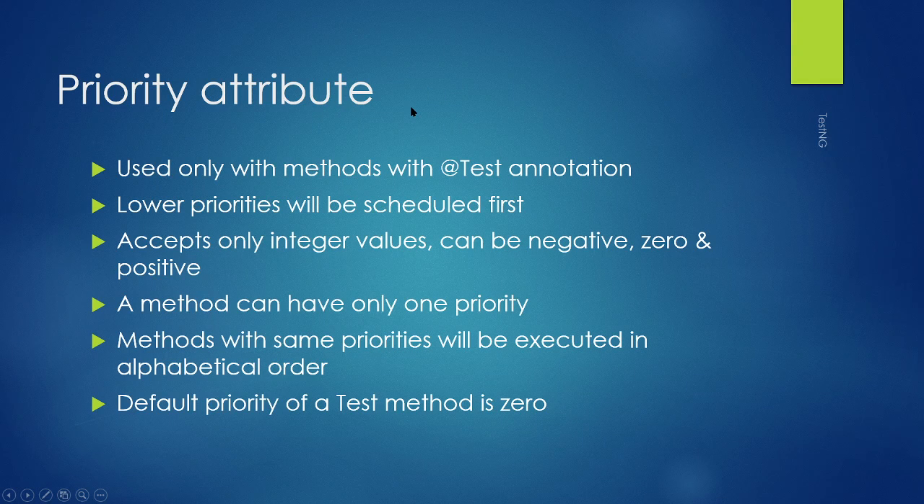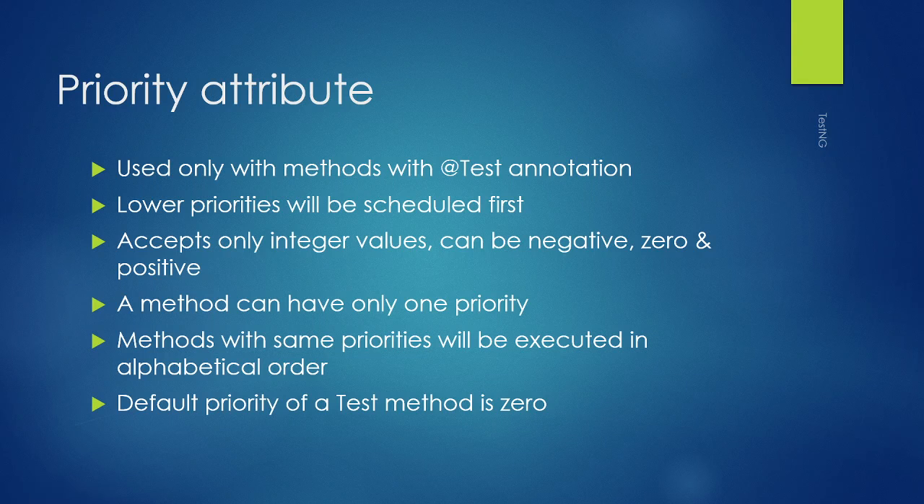Let's talk about the priority attribute. We saw how it works, but we are going to see some edge cases. Okay, the first one says: used only with methods with @Test annotation. So it can be used only with a method that is annotated as Test. In short, as I told you, I will call them test methods.